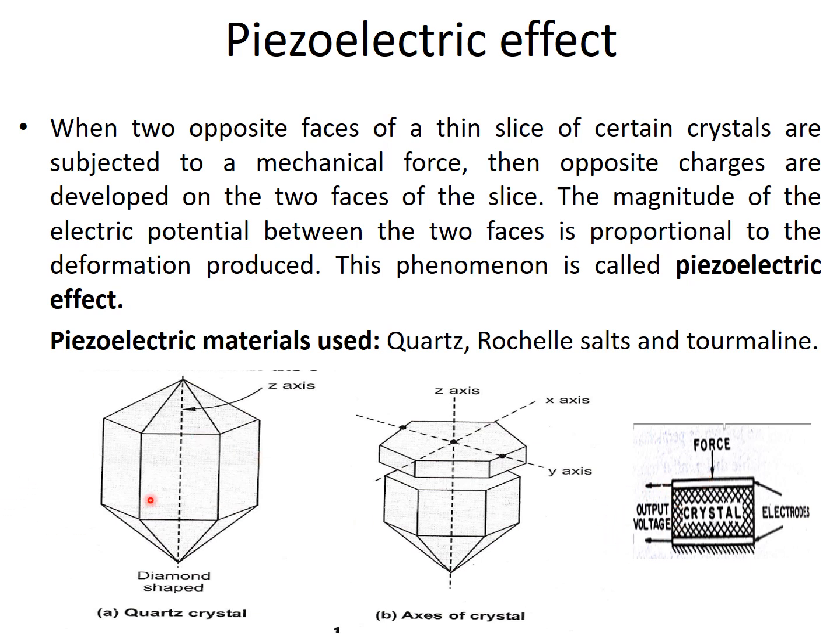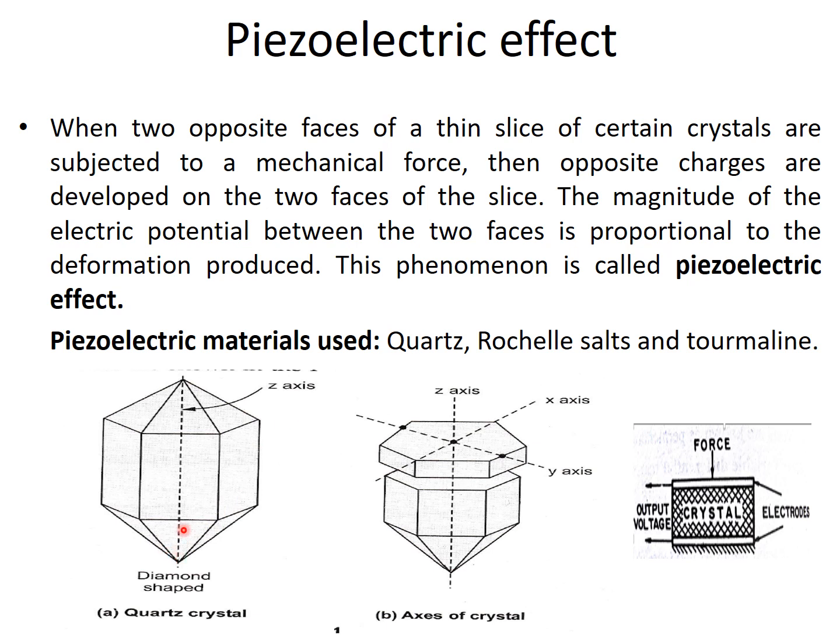The figure we are seeing here is a quartz crystal, which is in the shape of a hexagonal prism. The various materials we can use for piezoelectric transducers are, first, quartz, then Rochelle salt, and the last one is tourmaline. Now, this quartz crystal has some imaginary axes: the Z axis, X axis, and Y axis. So we have three imaginary axes.